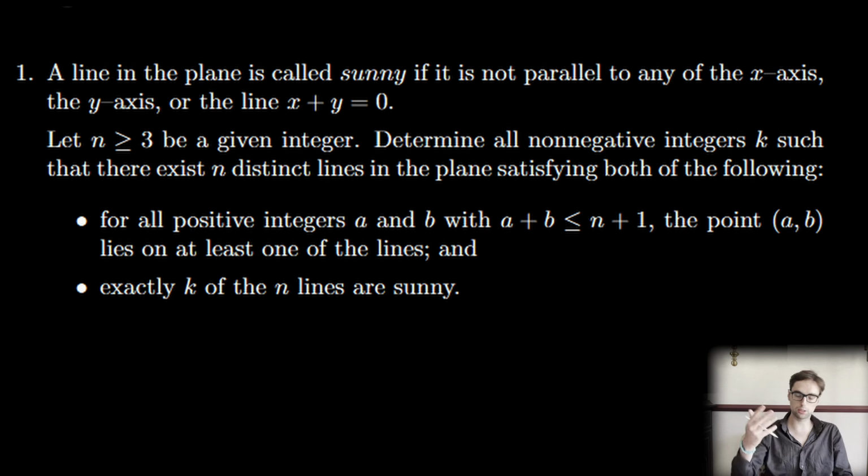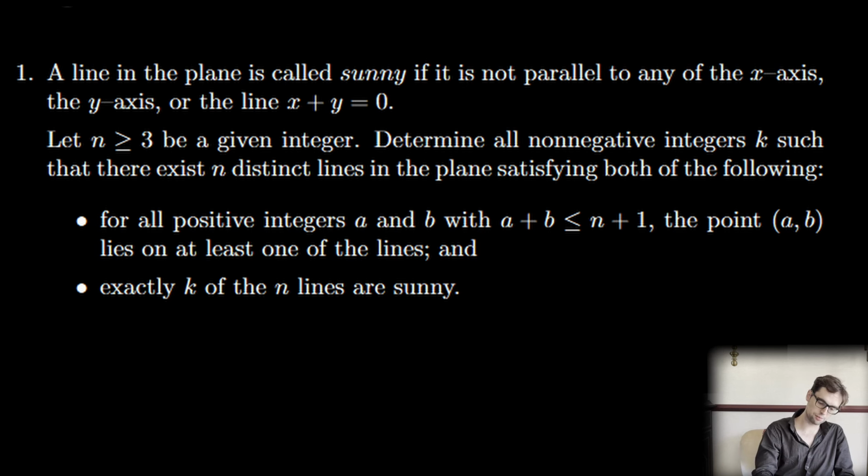Okay, let us begin. So what do we have here? Now that you read the problem, what is the first thing you notice? The first thing to do in a problem like this, for me, when I read this, I was confused. Sunny lines? What's the condition? What's happening? The first thing to do to make sure you understand it is, we have these two conditions. For all a and b that are positive integers with their sum less than or equal to n plus 1, the point lies on at least one of n lines, and exactly k of these n lines are sunny. Okay, so let's see what's really happening here.